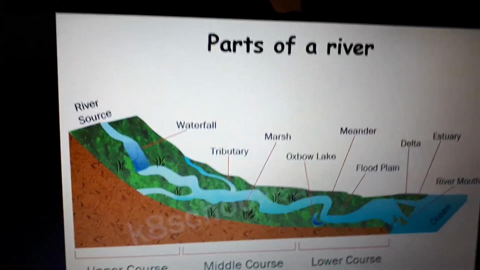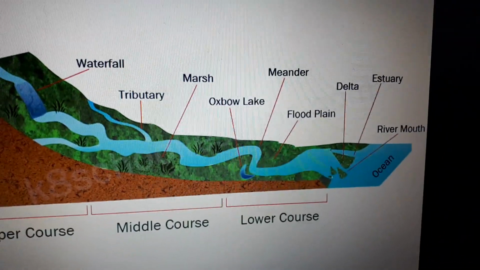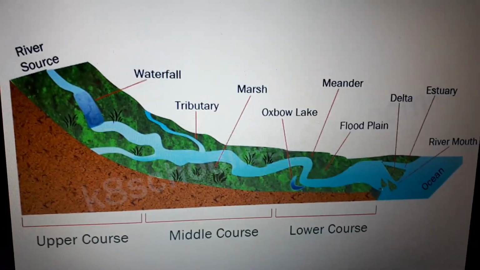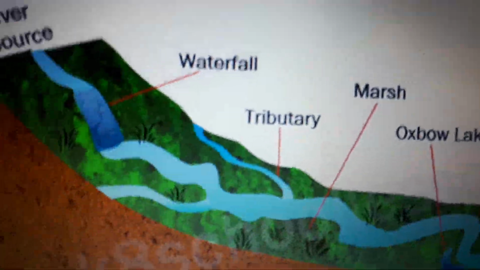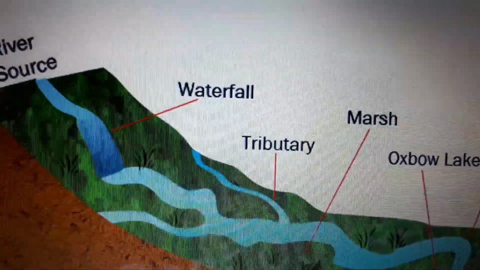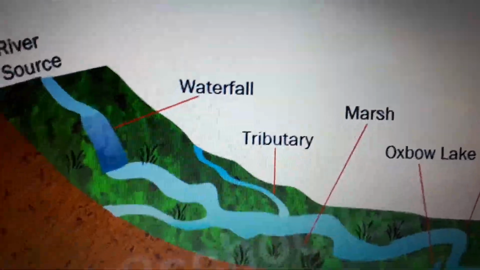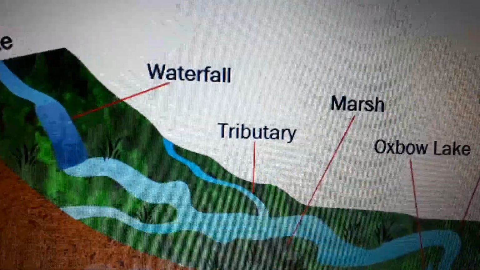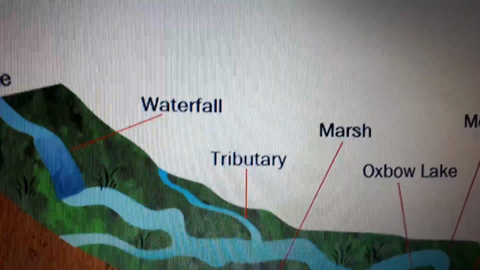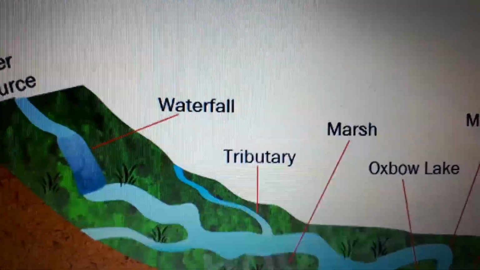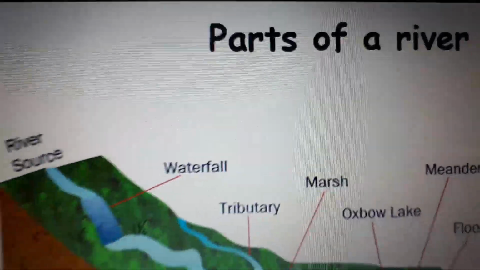Okay, these are the parts of a river. The source would be the beginning. The mouth would be the end of the river. A tributary is a branch that flows into the main stream of a river. I repeat, a tributary is a branch that flows into the main stream of a river.